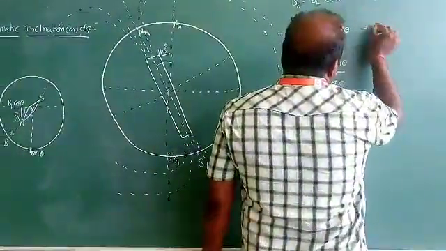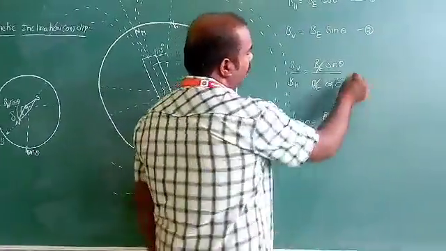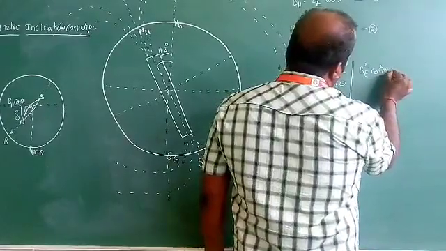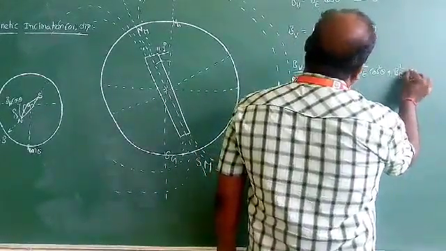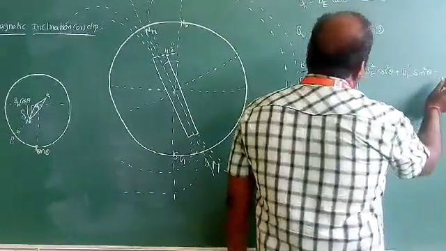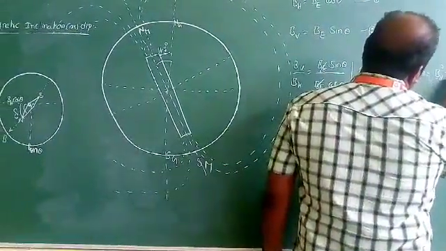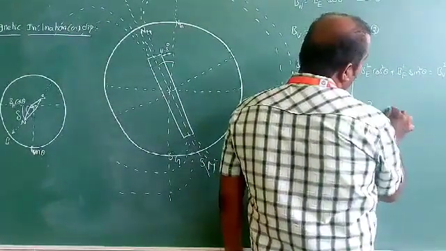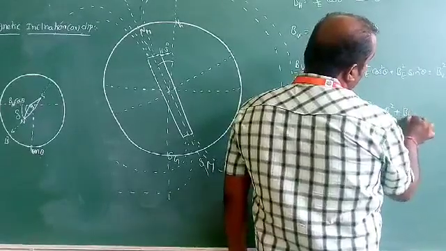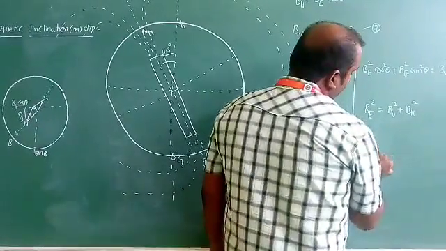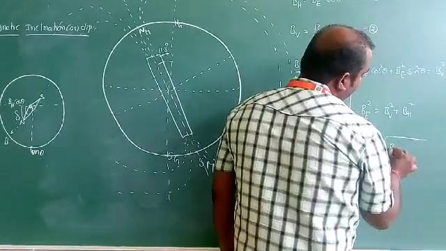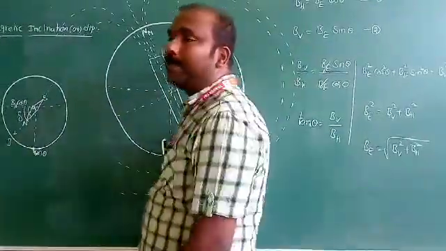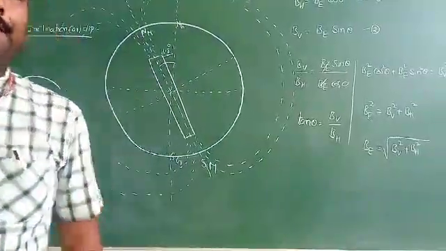One more thing we can write: squaring and adding equations 1 and 2, BE squared cos squared theta plus BE squared sin squared theta equals BH squared plus BV squared. That is, BE squared equals BV squared plus BH squared, and finally BE equals the square root of BV squared plus BH squared. Using this relation, the total magnetic field can be found using a magnetometer.